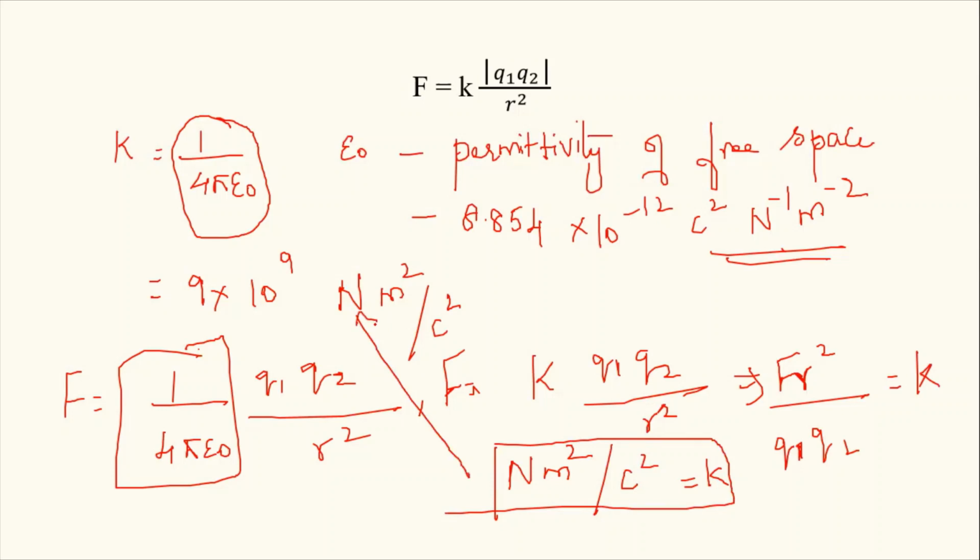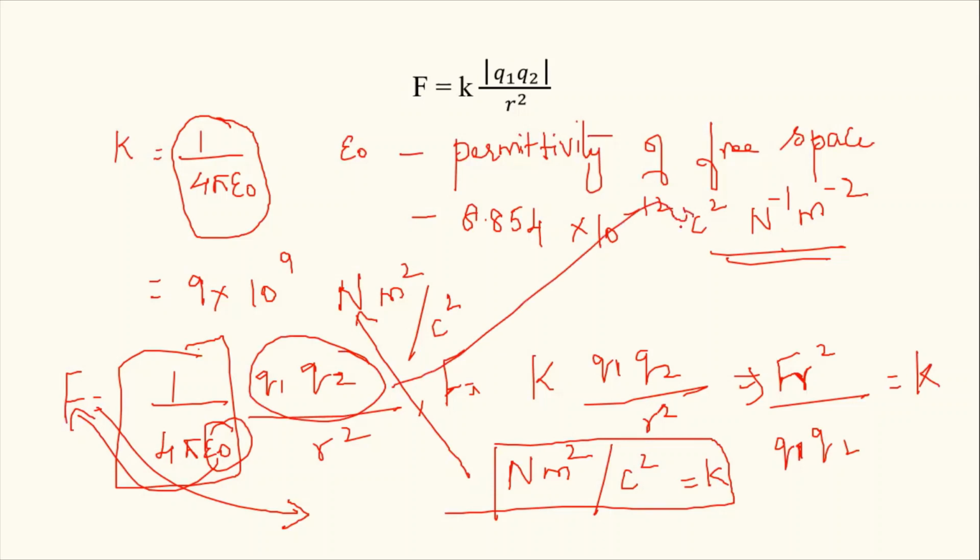Similarly, you can find the unit for epsilon naught. Bring this epsilon naught here and bring this F here. Q1 Q2 is in the numerator, so it should be Coulomb square. R square is in the denominator, so it is meter power minus 2. Similarly, F will be in the denominator, so it is Newton power minus 1. This is how you get the SI unit.